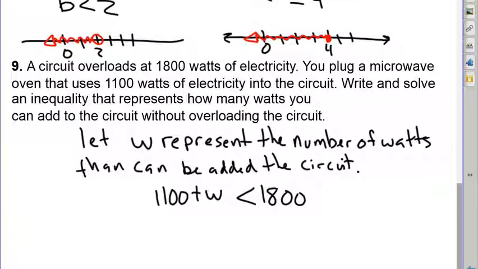Finally, let's solve it. Simply to get W by itself, we're going to subtract 1100, and that leaves us with W, our wattage remaining, is less than 700 watts.